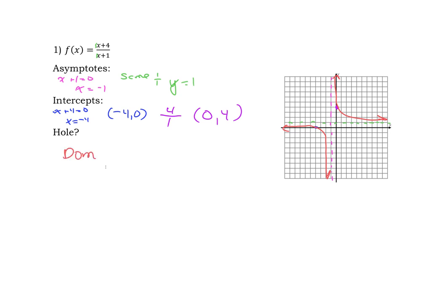So this domain would be from negative infinity to that vertical asymptote, which is negative 1, and then negative 1 to infinity.